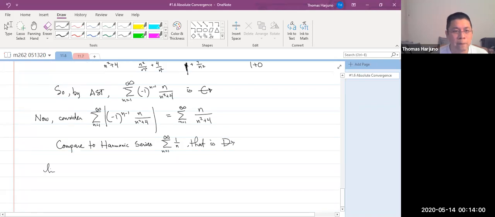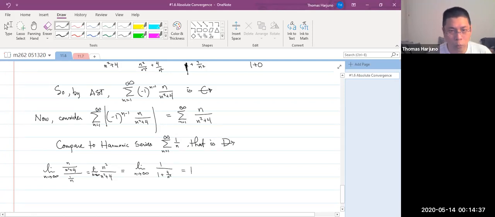The limit as n goes to infinity of n over n squared plus 4, times big 1 over 1 over n, is equal to n squared over n squared plus 4, and then that equals the limit as n goes to infinity of 1 over 1 plus 4 over n squared. I cannot use L'Hopital's rule, that's why I just divide by n squared, and this is equal to 1, which is finite and positive.